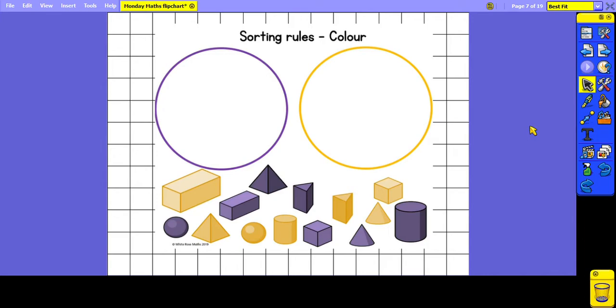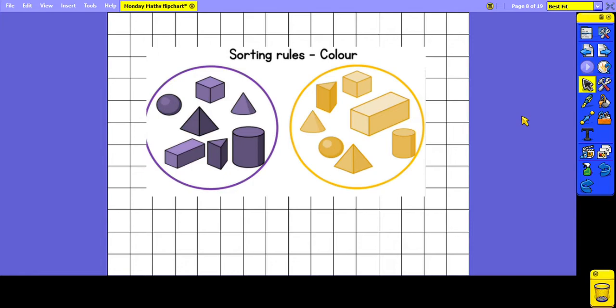Another way that we can sort 3D shapes is by colour. And here we've got quite a few different types of 3D shapes, and some of them are yellow and some of them are purple. So we can put all of the yellow shapes into one group and all of the purple shapes into another group. So if we are grouping by colour, it's quite straightforward.